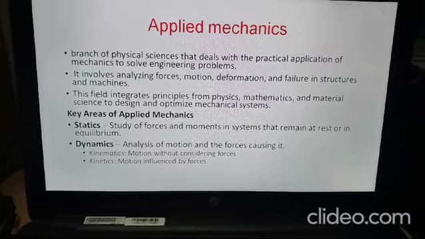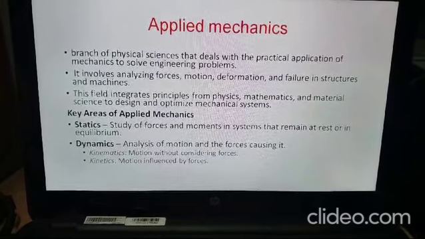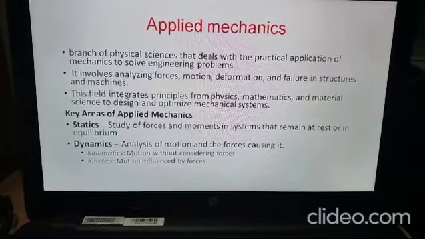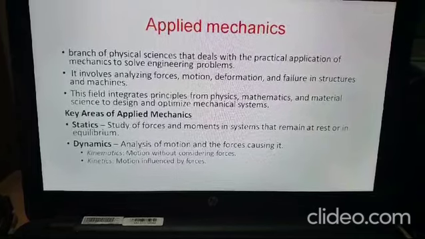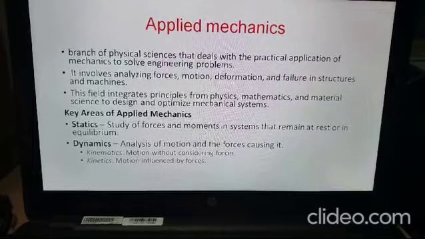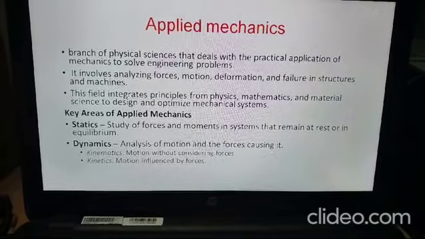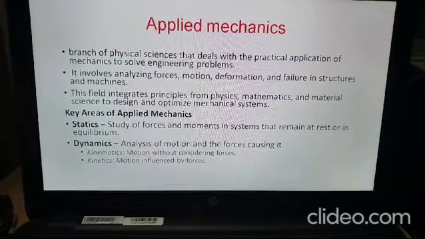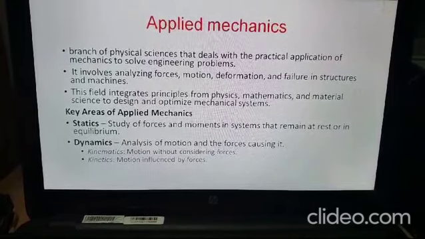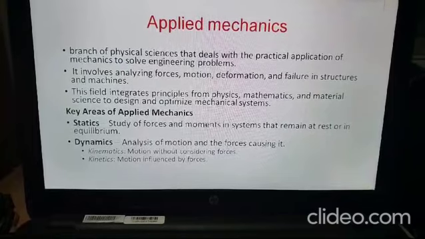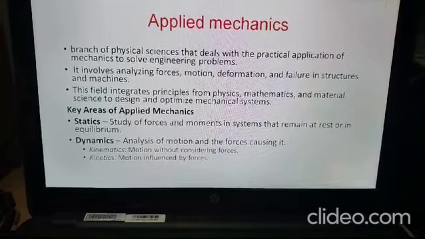Applied mechanics is a branch of physical science that deals with the practical application of mechanics to solve engineering problems. It involves analyzing the forces, motion, deformation, and failure in structures and machines. If you are driving a car, the external wind pressure will be acting, so that is called the external force. When we are moving the vehicle, we are giving acceleration, there will be a change in velocity, there is a change in acceleration. So all these will be considered.